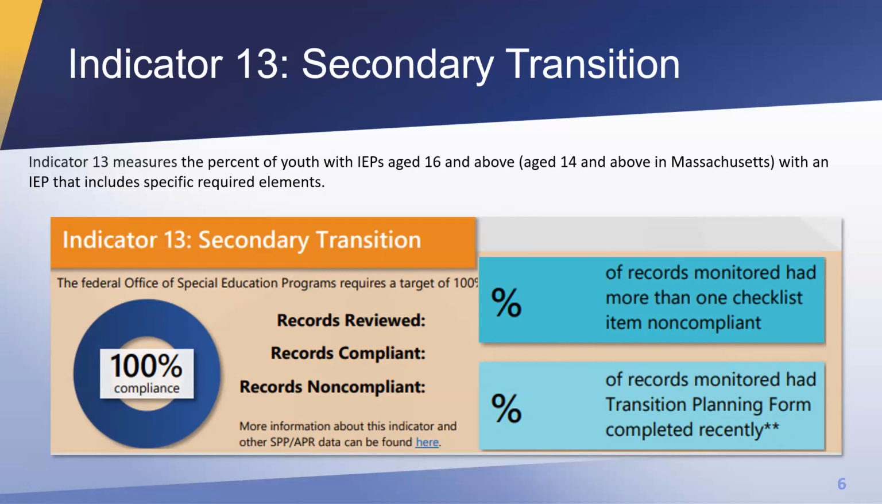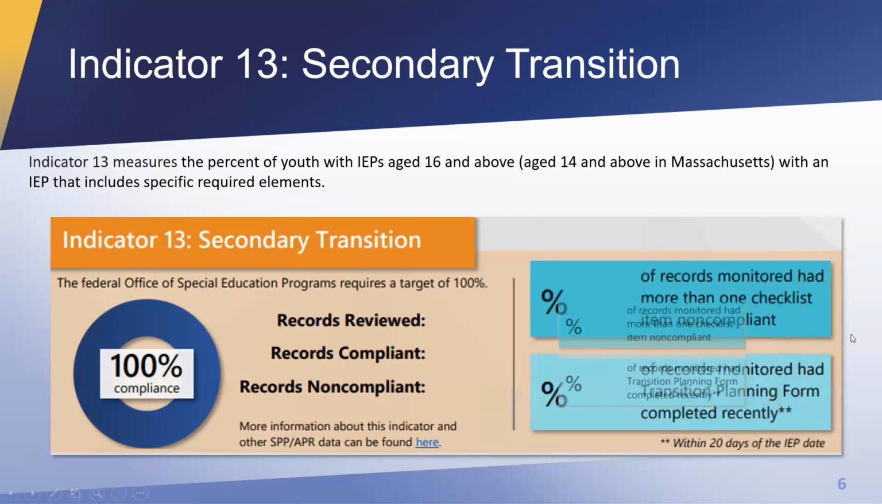The second data set represents the percentage of records monitored that had a transition plan form completed within 20 days of the IEP date. DESE wants to highlight this information for districts and LEAs because it's the expectation that this transition planning form be completed prior to developing an annual IEP each year for our children over 14. The result of the planning form should inform the development of the IEP. And so you can look at that additional data set that goes back, and we can go on with our presentation to the next slide.